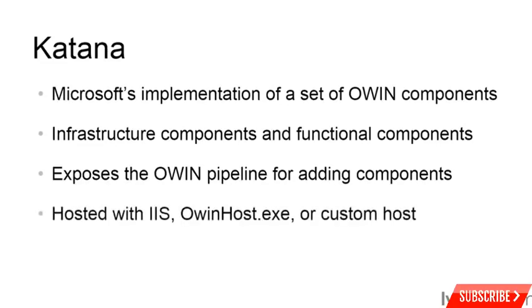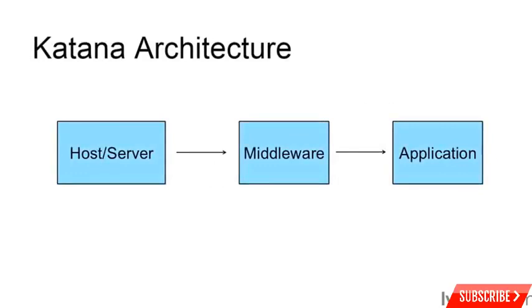An application using Owin components can be hosted using IIS or with the owinhost.exe assembly, which is included with Katana. It's also fairly easy to design a custom host for these components. Here are the four high-level pieces of a project that makes use of Katana. We have a host, which is responsible for managing the main process of the application, and a server, which is responsible for listening for requests and then forwarding them to the Owin pipeline.